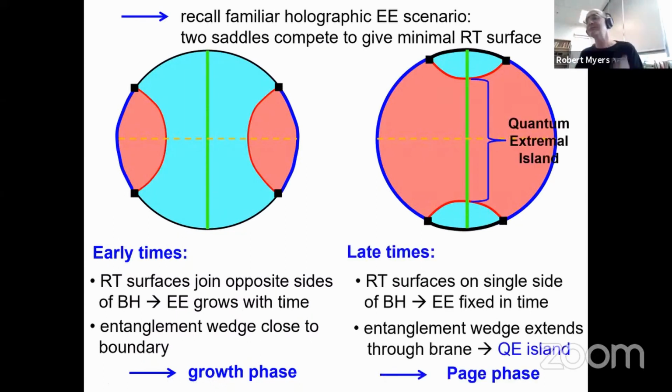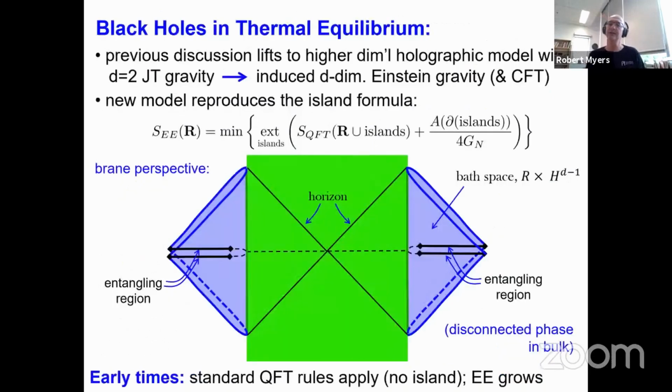At late times, this other phase kicks in. We're now in the connected phase. In fact, the surfaces stretch across the brane. They stay on either side of the horizon. And the entanglement entropy is fixed. So this is the Page phase, where the entropy is saturated. And the entanglement wedge includes this region on the brane.